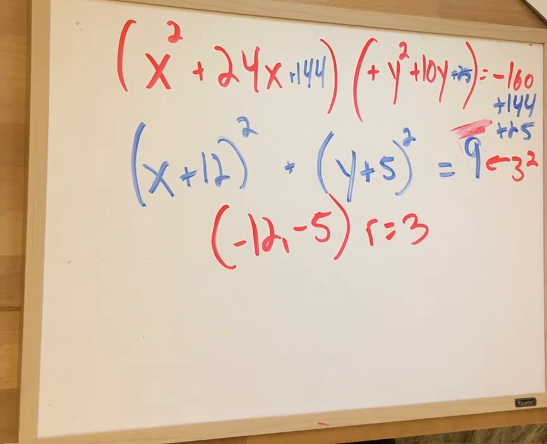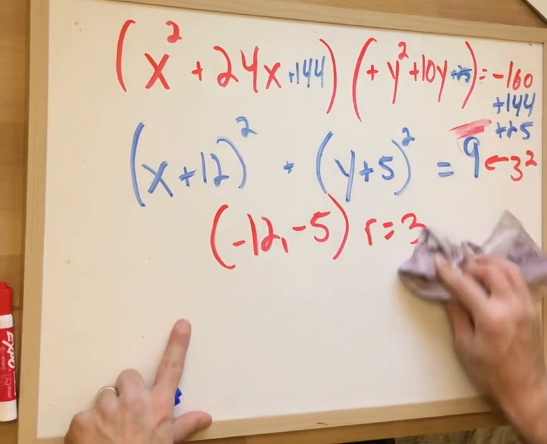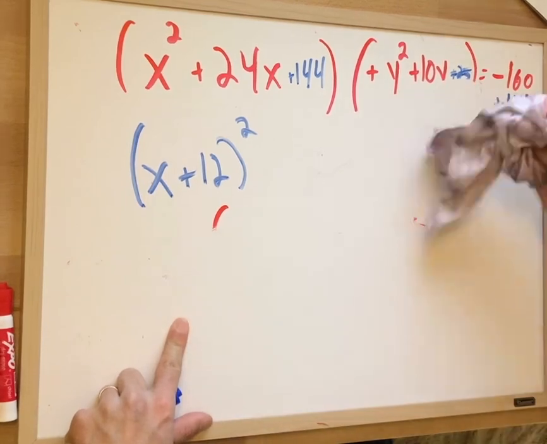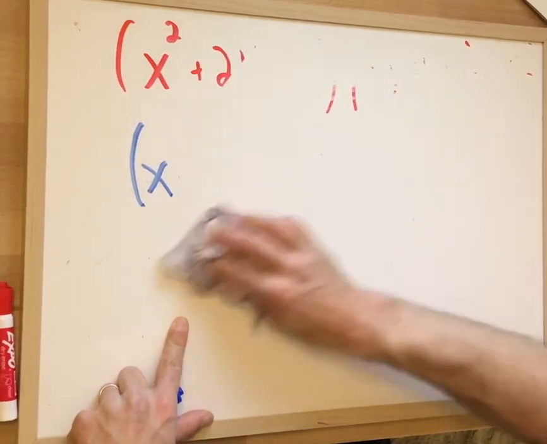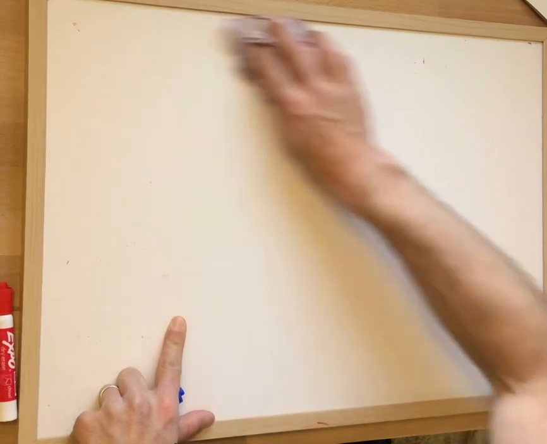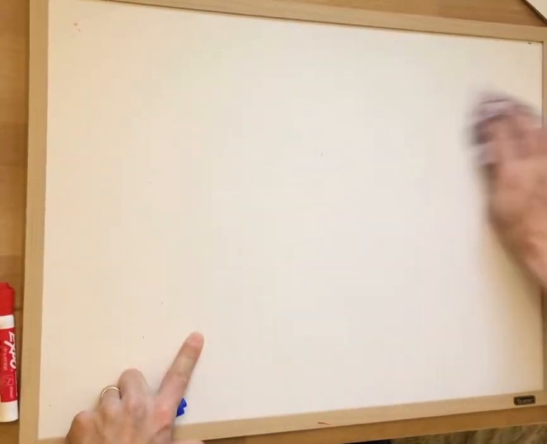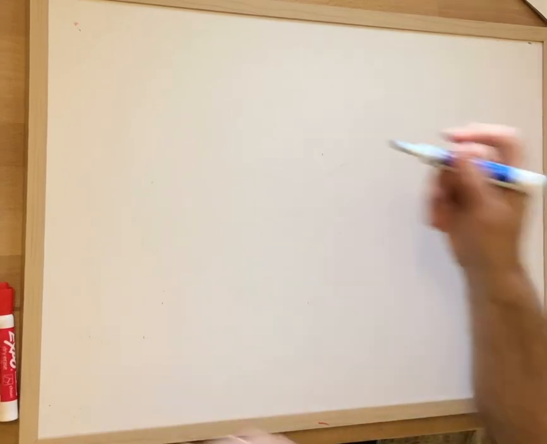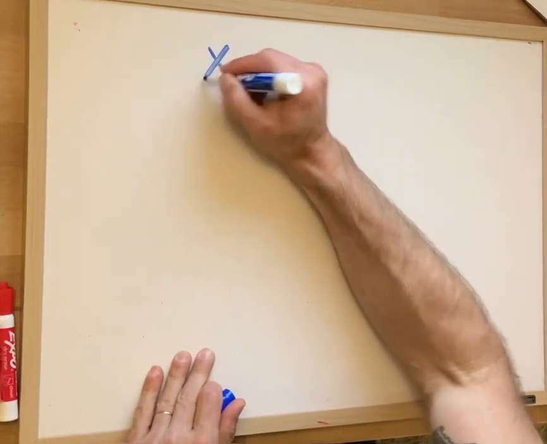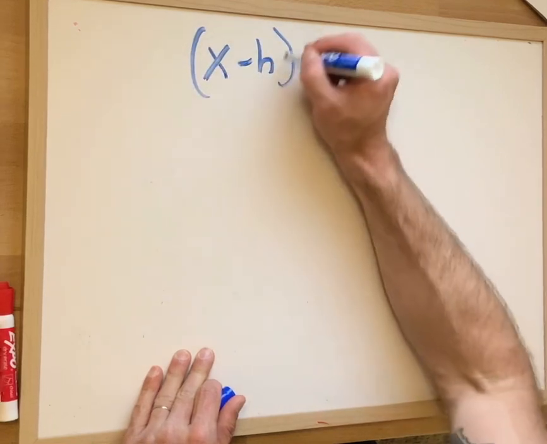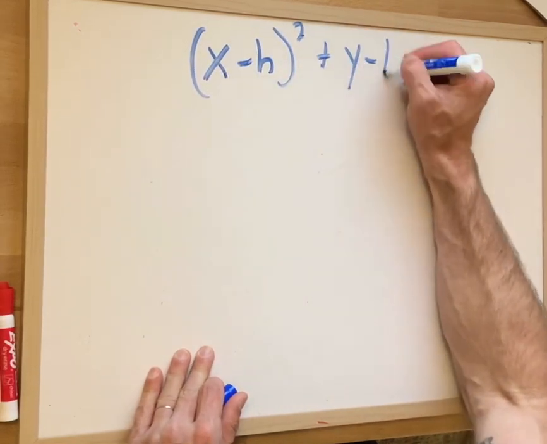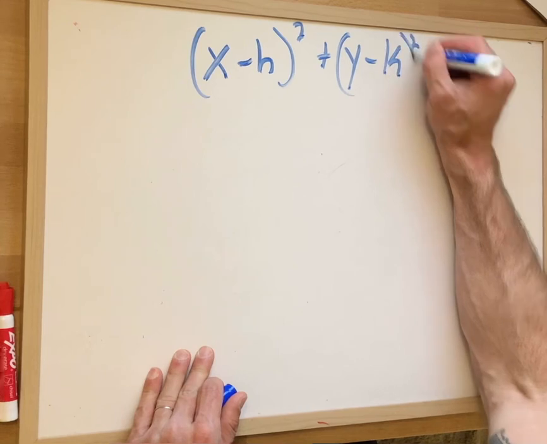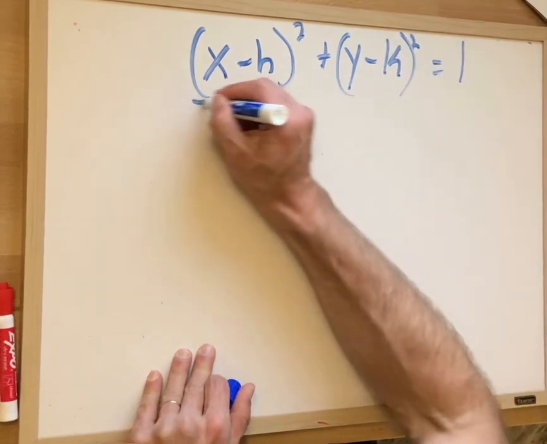Okay, now we get to the more difficult parts, which are the ellipse and the hyperbolas. Now for the equation of the ellipse, you have x minus h squared plus y minus k squared, but this is equal to 1. And then you have something new.